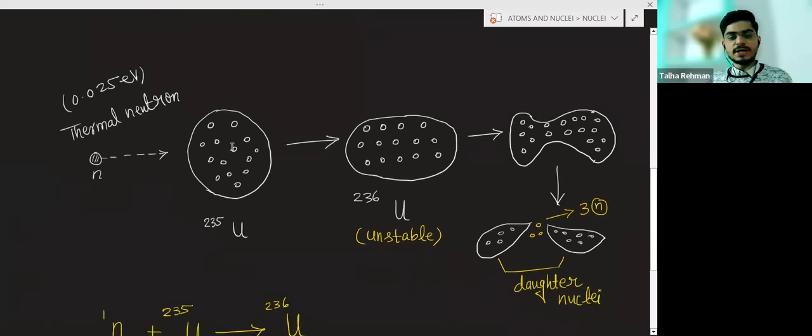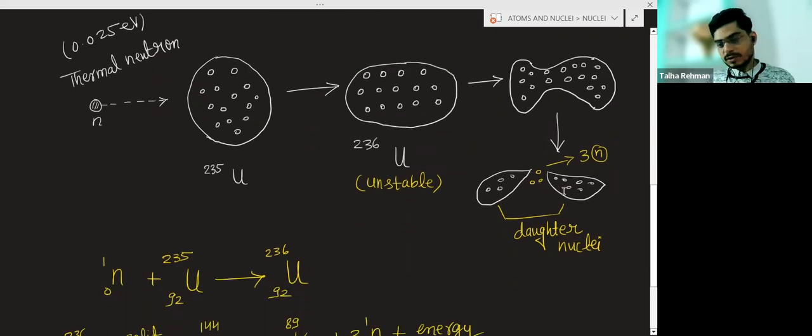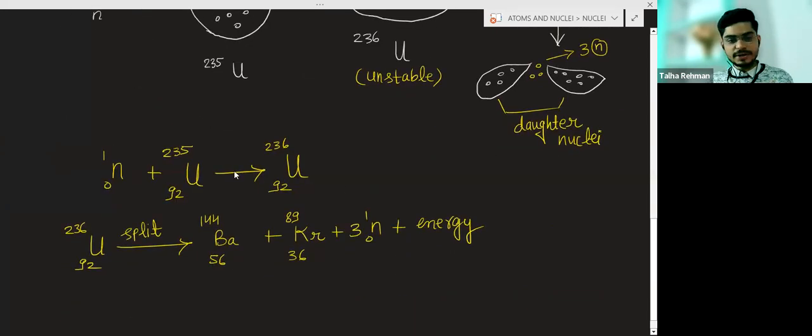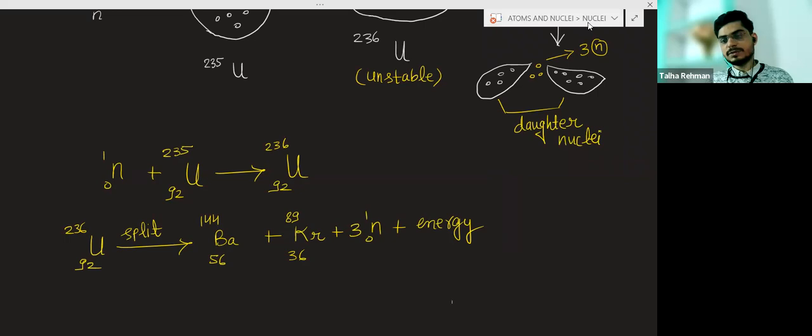This neutron is entering into this nucleus uranium 235, and it becomes uranium 236. And uranium 236 has less binding energy per nucleon as compared to uranium 235. So this is unstable, and if it is unstable, it will break into smaller nuclei. And I have written the equation here. So you can take a screenshot of this.